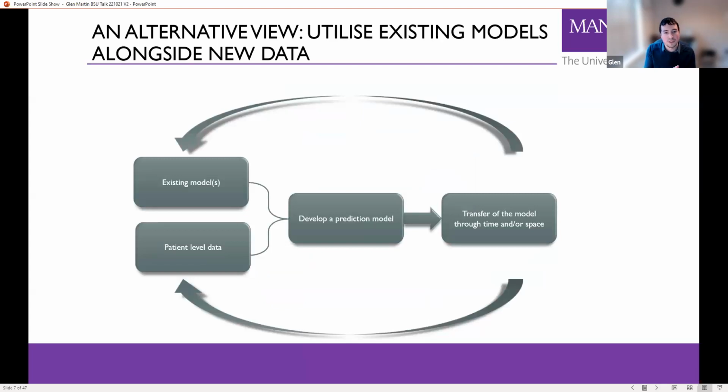So an area of my work that's spanned from my PhD is to essentially change that viewpoint in such a way that it breaks the chain of this cycle of constantly disregarding the existing models. So what I mean by that is that once you've transferred an existing model through time or space, you use both the patient level data that you have at hand in the new setting and the existing models, and both of those feed into the development of the new model. So you're utilizing that existing evidence.